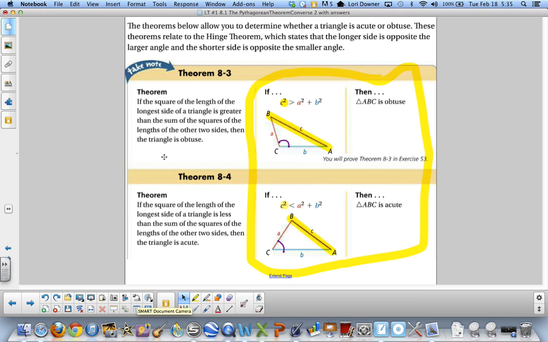So you can see here, if C squared is greater than A squared plus B squared, I've got an obtuse triangle because I've elongated the C length. And if C squared is less than A squared plus B squared, I've actually minimized it, and I've got an acute triangle.